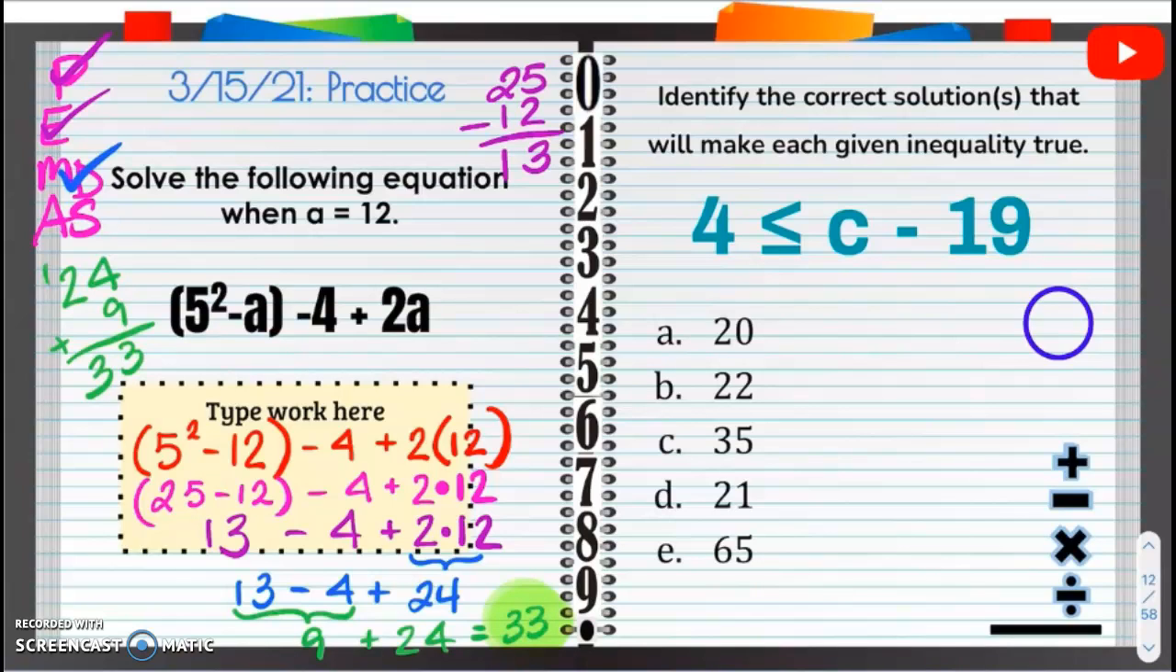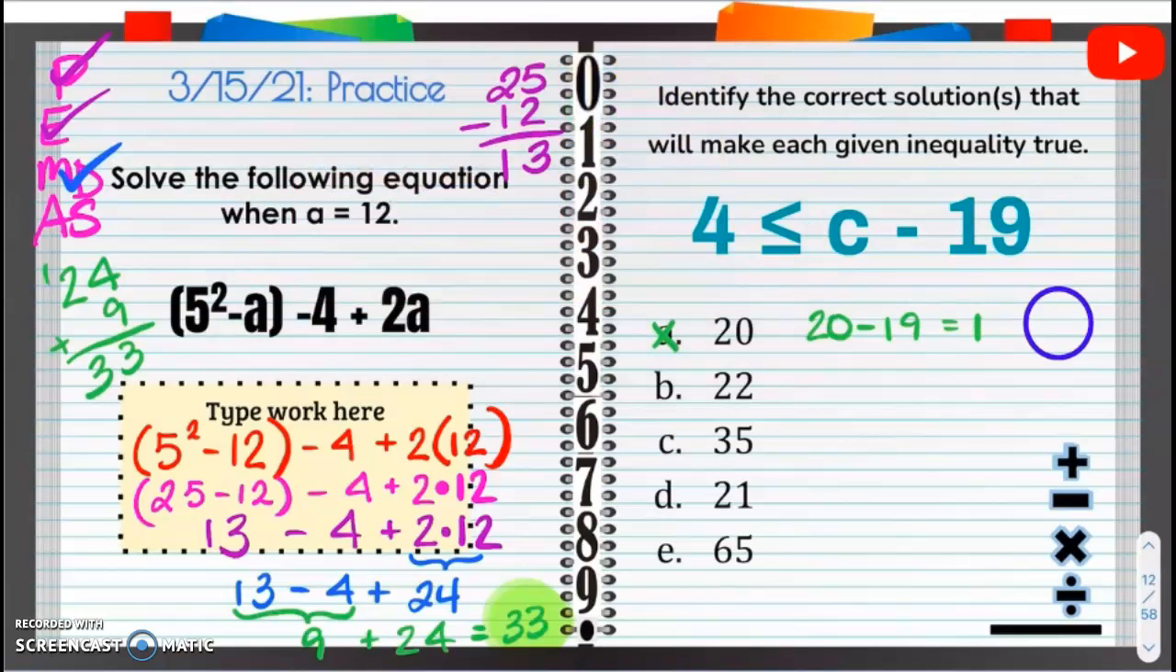All right, let's take a look at the next one. So we're going to identify the correct solution or solutions that will make each given inequality true. So what we're going to do here is we're going to see, all right, if a number minus 19, remember 4 is going to be smaller than a number minus 19. So if we have 20 minus 19, that equals 1. So is 1, if I put a 1 here, if I cross that out and put a 1 there, is 4 less than 1? No, 4 is not less than 1.